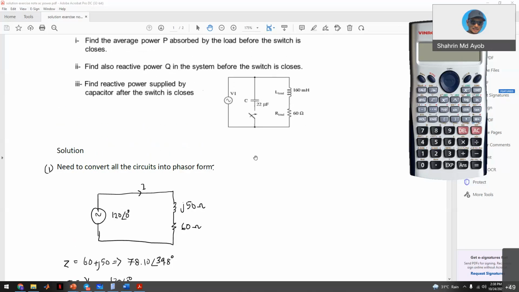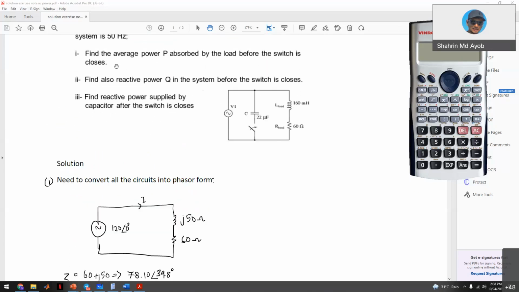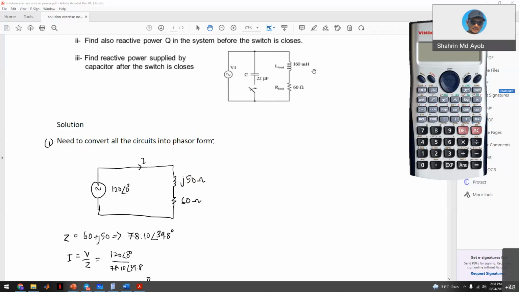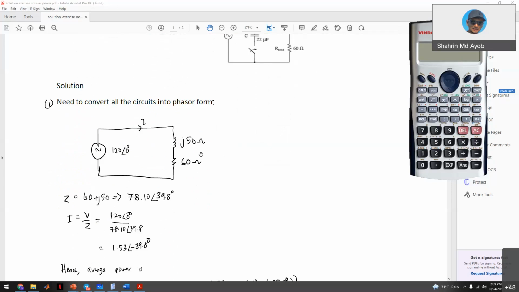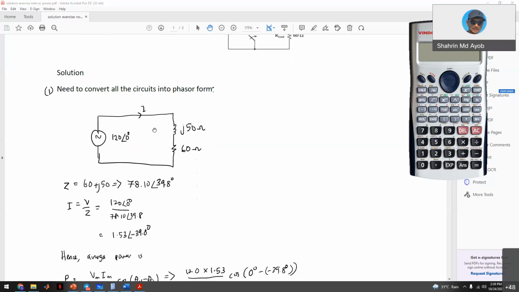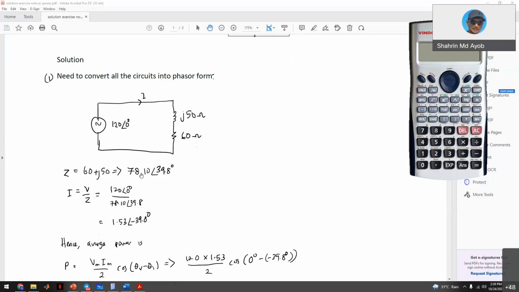Right now we already know that the frequency is 50 hertz. So you need to convert the Henry inductor into a reactance. We know that your reactance XL, your X, is omega L, 2 pi FL. So you need 2 pi multiplied by 50 hertz multiplied by the Henry value. So you will obtain the reactance for the inductance, which is j50. So this is your total impedance here. Okay, and then convert into a phasor.